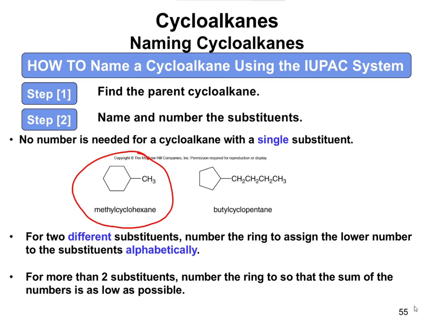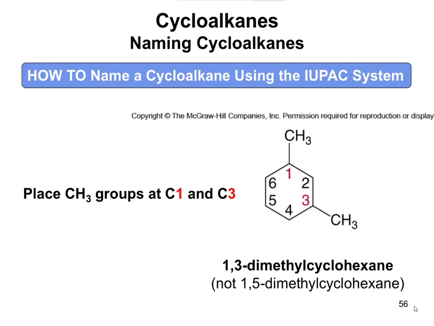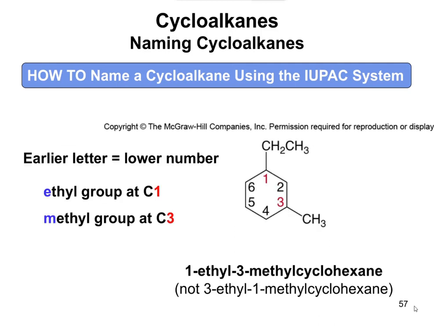So that brings us to the next bullet point, which says that for 2 different substituents, you're going to number the ring to assign the lower number to the substituents alphabetically. What this means is that if you have something like this, right? You have an ethyl group and a methyl group, right? So we look up here, this one is ethyl, this one down here is methyl.